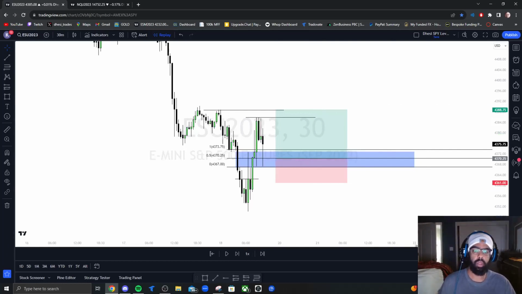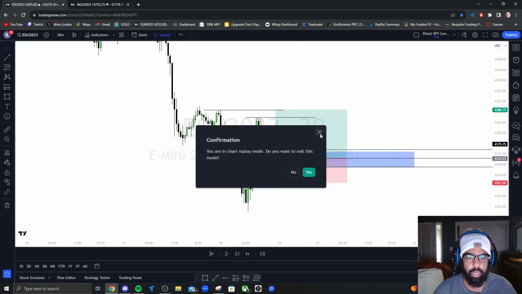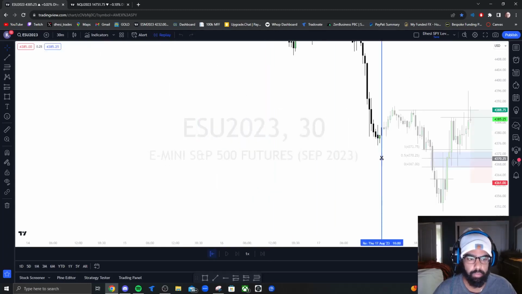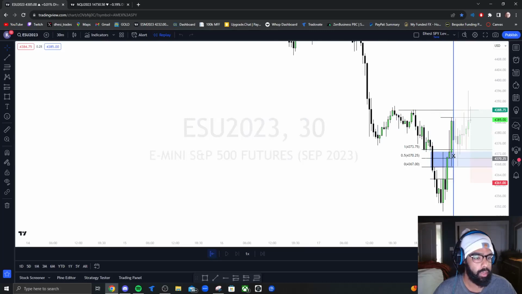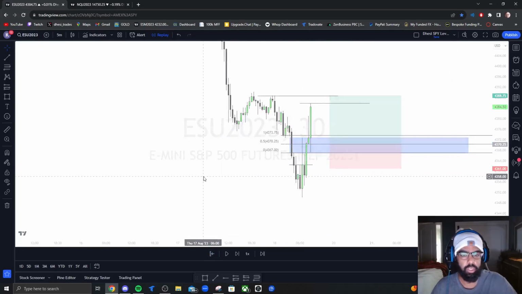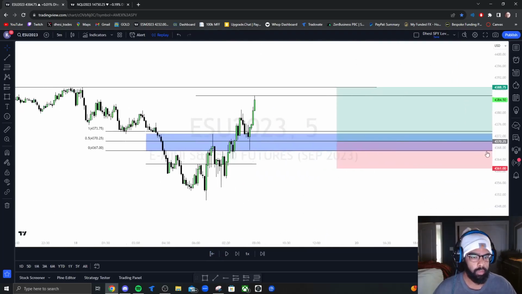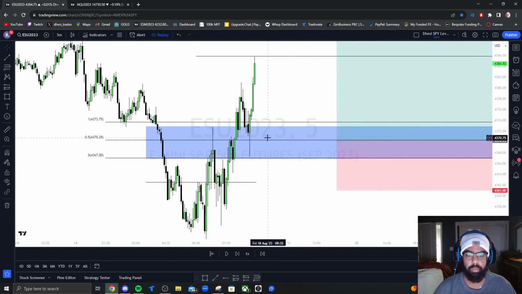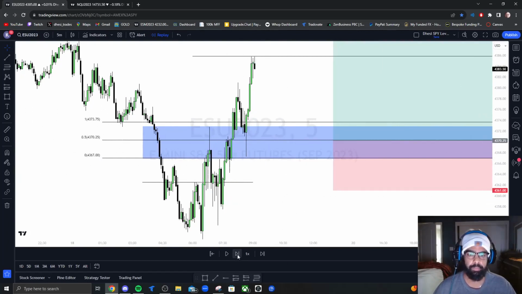Keep in mind, this is a wick on the 30-minute chart. So let me actually go back one more time. Let's go back here. Let's go on the 5-minute chart. This area that I have marked out is the 30-minute inverse fair value gap.